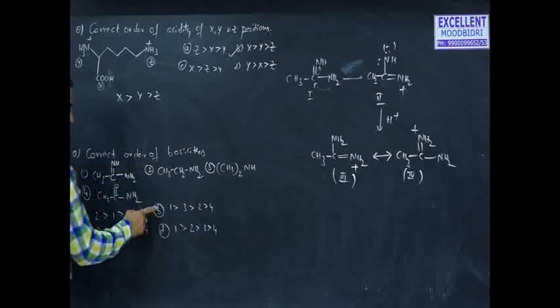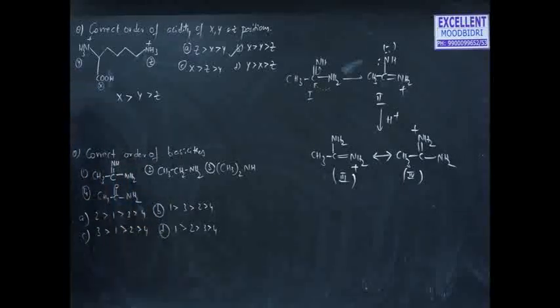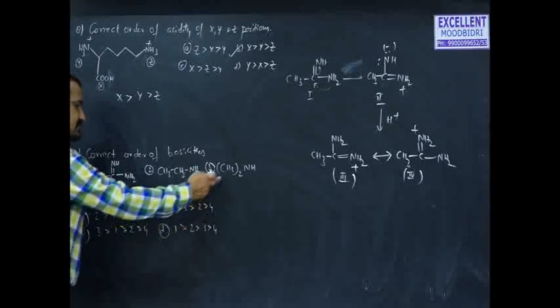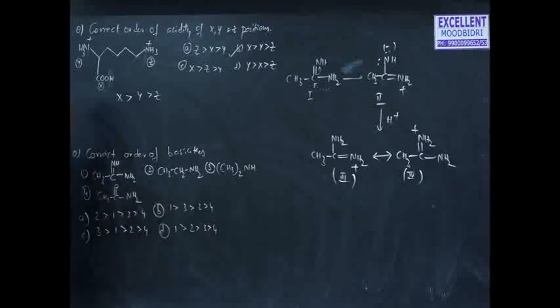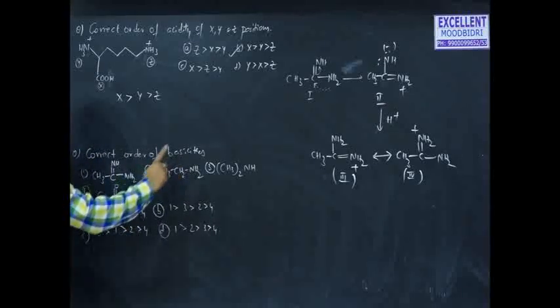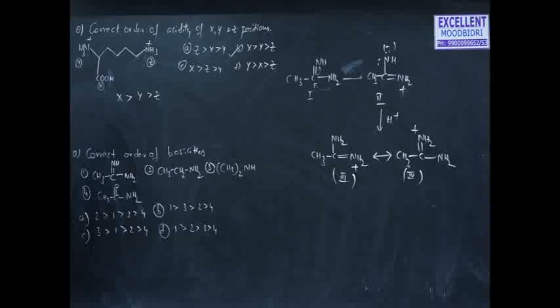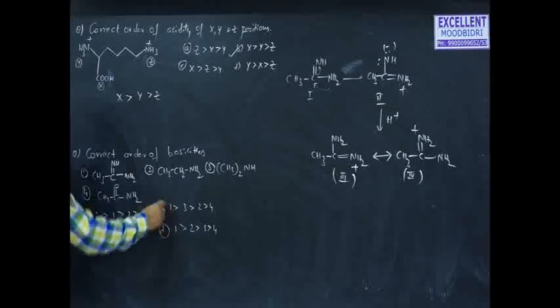Where is that option? The option should be either B or D. And when it comes to the rest of the molecules, this is a tertiary one, which is obviously more basic than primary. So tertiary is greater than primary. So 3 is greater than 2. So, the second option.